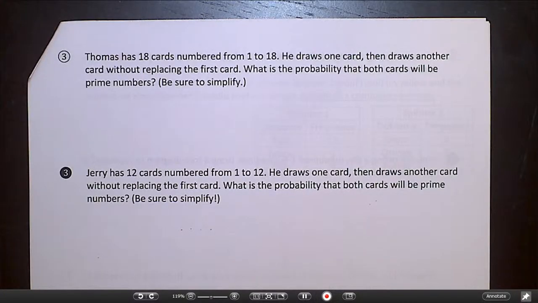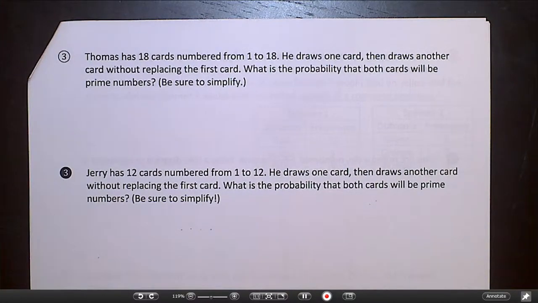Number 3. Thomas has 18 cards numbered from 1 to 18. He draws one card, then draws another card without replacing the first card. What is the probability that both cards will be prime numbers? And again, we have to simplify, even if it doesn't tell you to. Always simplify.